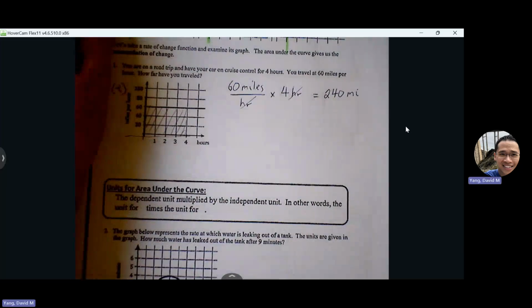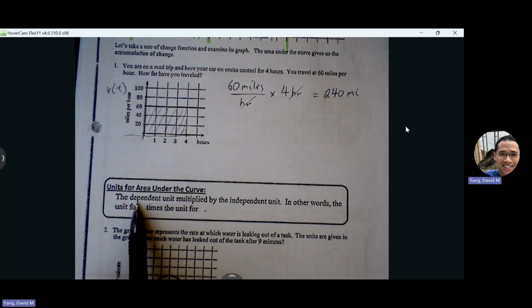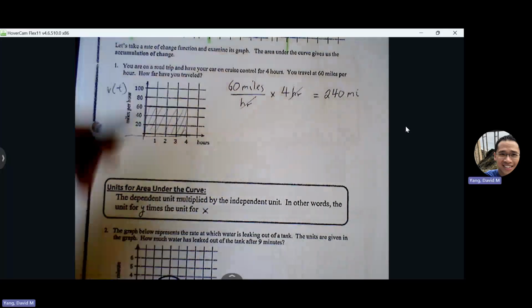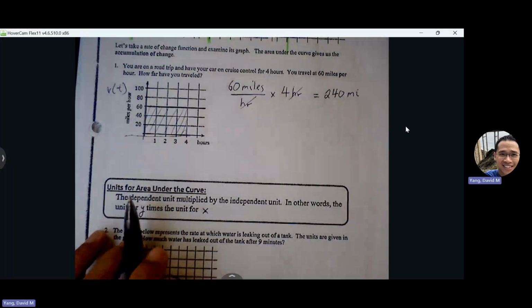So the units for area under the curve, the dependent unit is multiplied by the independent unit. So in other words, it's going to be a unit for y times the unit for x. So whenever we do an antiderivative, every time we find the area, our units will not stay the same. It's going to have to change.